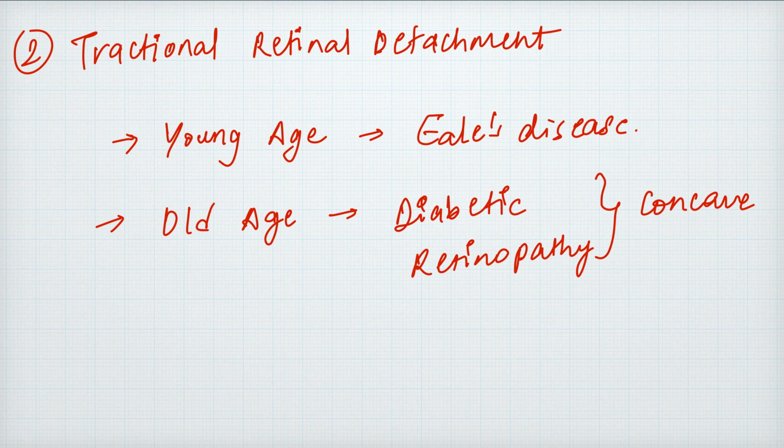This is now the second one, tractional retinal detachment. In young age it occurs, and the most common cause is due to Eales disease. In old age, the most common cause is diabetic retinopathy. Also it is concave in nature.